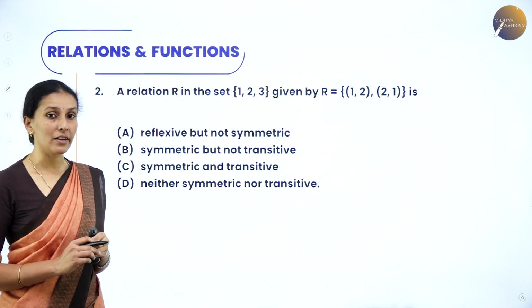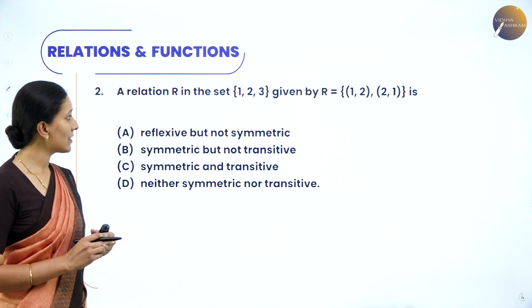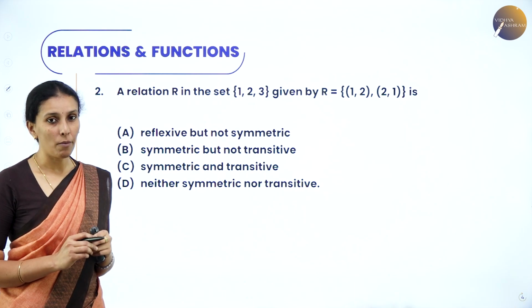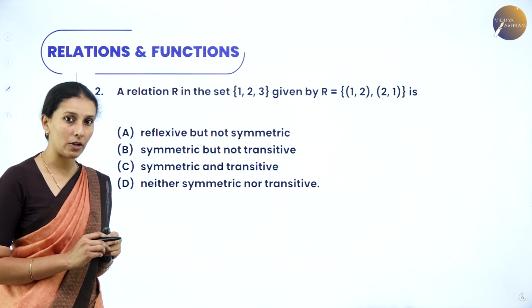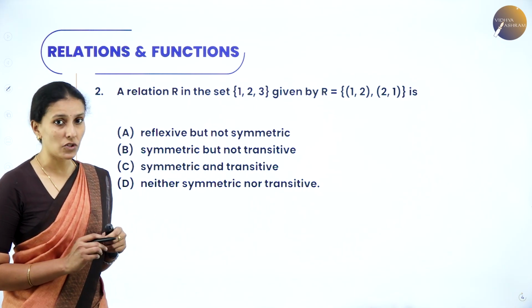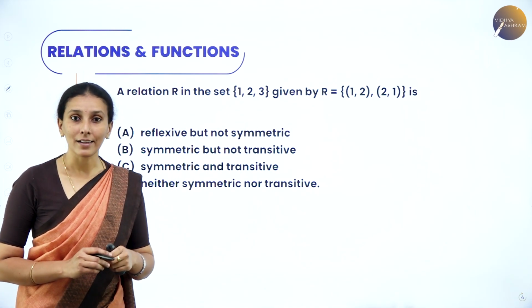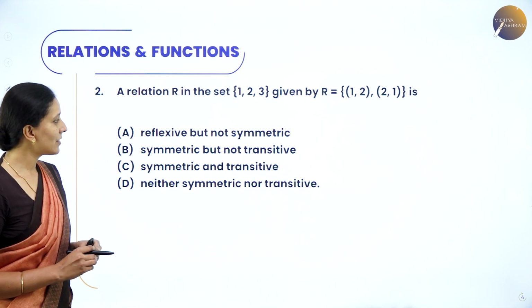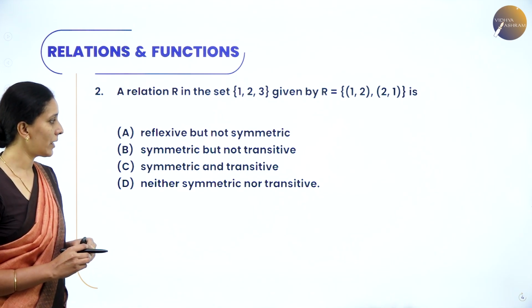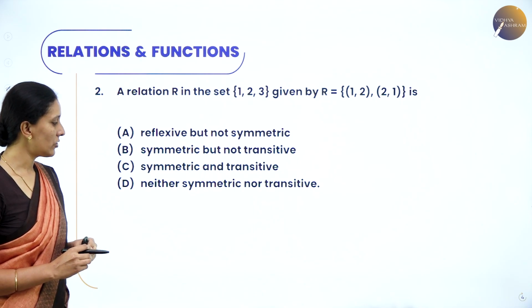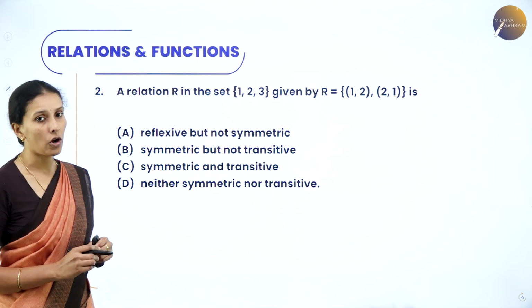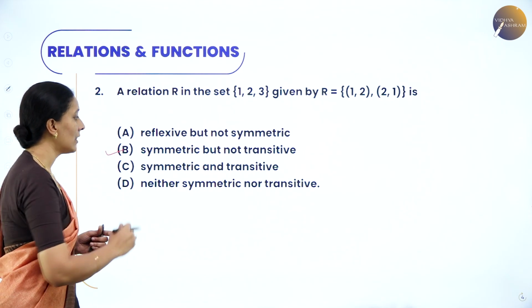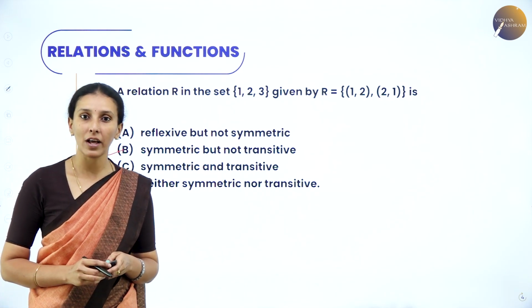But let's see whether it is reflexive or transitive. Is it reflexive? No, because it doesn't contain the ordered pairs of the form (1, 1), (2, 2), (3, 3). Since (1, 1) is not there, it also doesn't satisfy the transitive relation. So among the options here, reflexive but not symmetric, symmetric but not transitive, symmetric and transitive, neither symmetric nor transitive, we can clearly say option B is the correct answer, that is it is symmetric but not transitive.